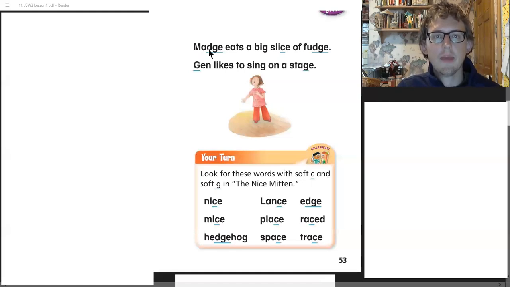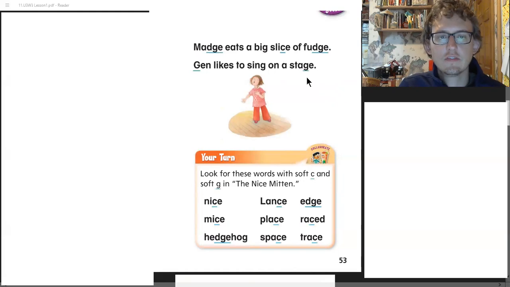Okay, Madge eats a big slice of fudge. Jen likes to sing on a stage. Okay, so your turn. Look for these words with soft C and soft G in The Nice Mitten. That's a story we're going to read later this week, okay? Okay, so I will read these words.